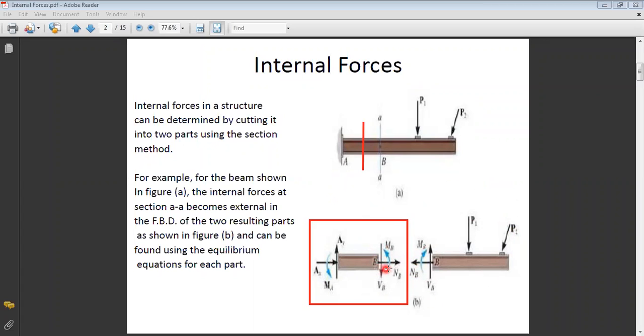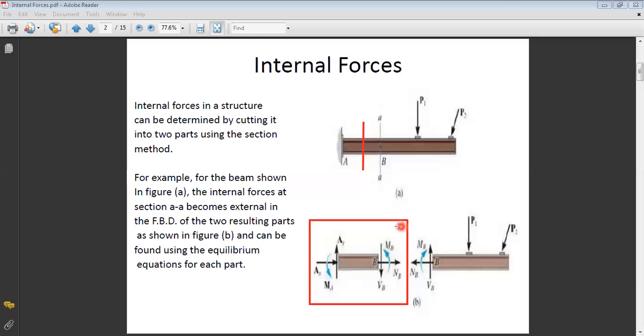Now, for the normal reaction, what is the convention? For the normal reaction, the convention is that this reaction should cause tension. So if I take this part, N should be directed to the right to cause tension. And if I take this part, N should be directed to the left to cause tension.